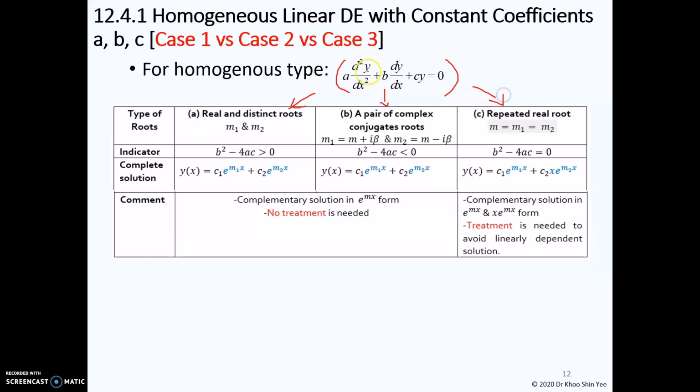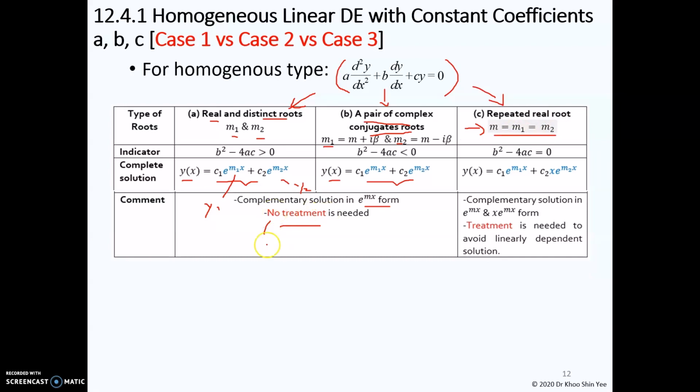So far, you have learned that we need to consider three cases, case 1, case 2, and case 3, in order to solve the homogeneous ODE. If you have real and distinct roots for m1, m2, or if you have a pair of complex conjugate roots for m1, m2, then the complementary solution can be written in this format. No treatment is needed in this case, where you can see the solutions y1 and y2 here. This is your y1 and this is your y2. They are in the exponential format. You need to be careful in the third case, where you have a repeated root.